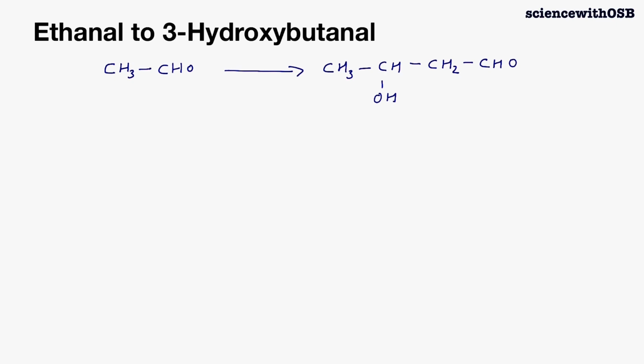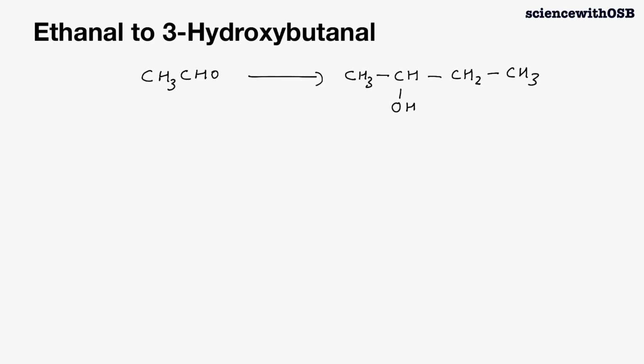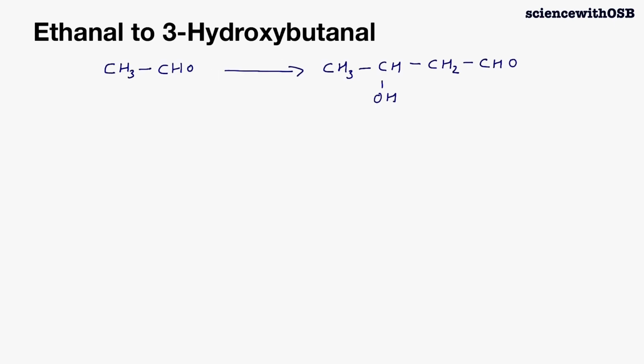See here, if you check the product, you can see a CHO group and an OH group. If a CHO group and an OH group are there in the product, 99.99% the question is about aldol condensation. And remember, for aldol condensation, what is the reagent? Dilute NaOH, that you keep in mind, okay? So we can check.